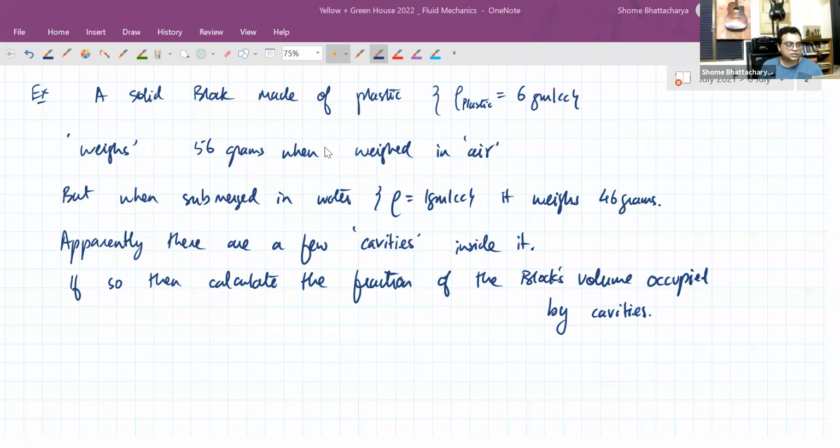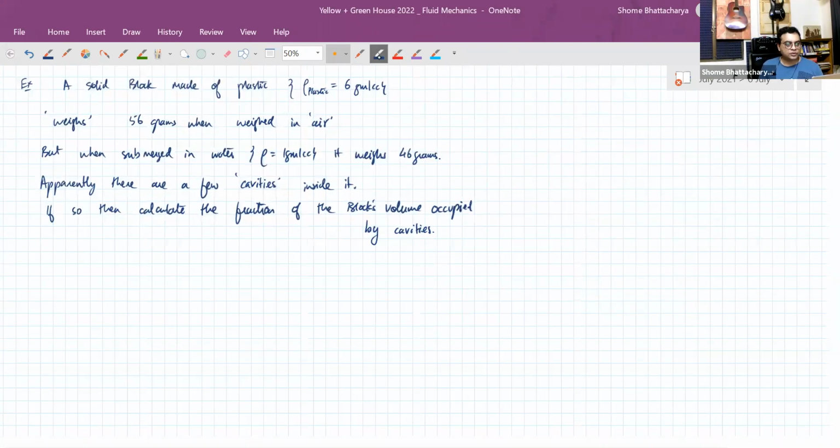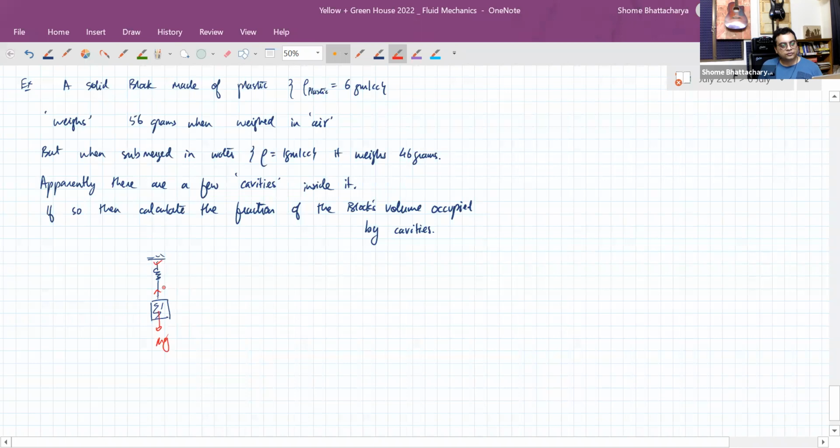Okay, people, so let's just understand the situation. Let's say this is my plastic block, and initially I've used a spring balance, so I'm able to measure the so-called weight from the spring force. Let's say it's kx0 = mg, and this is equal to the true weight. So it's 56 grams times acceleration due to gravity. So this is my first equation.